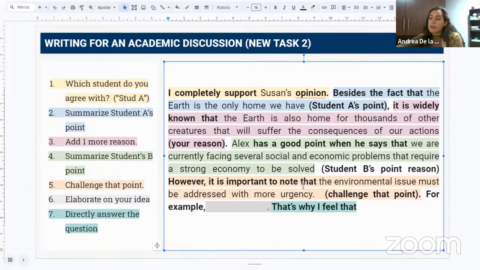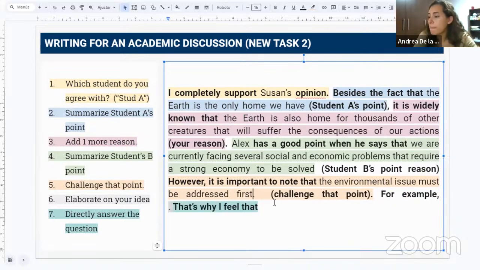Yes. And now we continue elaborating on our idea. So if you guys want, you can come back to this idea. You can say the environmental issue must be addressed immediately, tal vez sería mejor. Or must be addressed first. No sé, alguna idea así. And then you can continue elaborating on your idea. So you can come back to the previous idea that you had, and you can say something else. Maybe you can say, need to be addressed first.